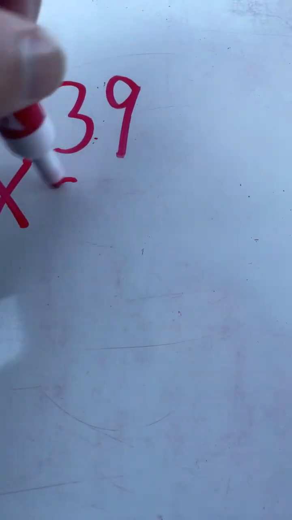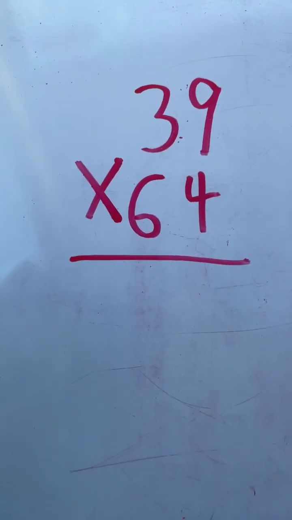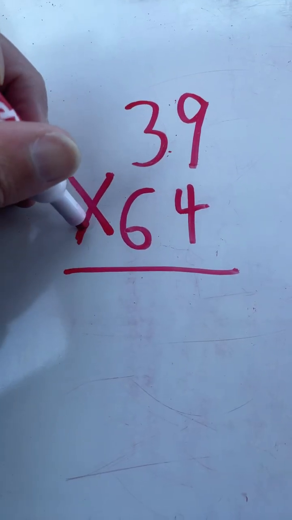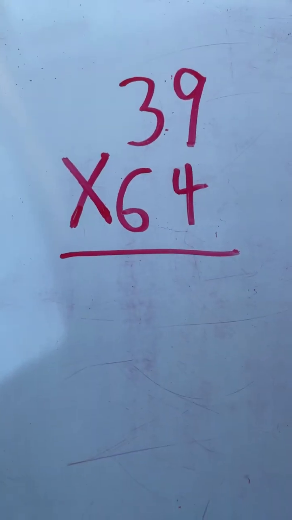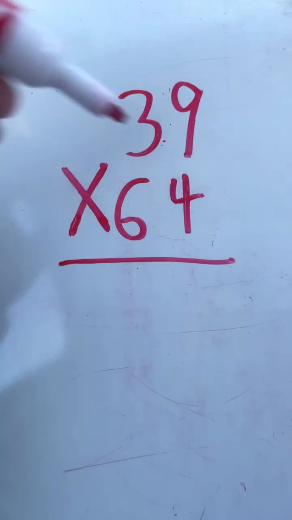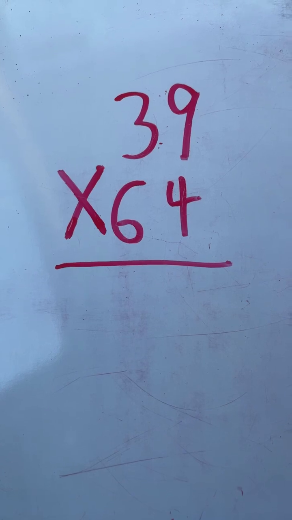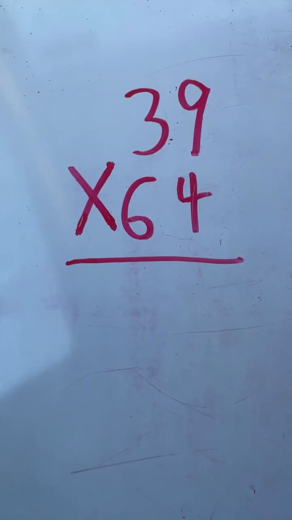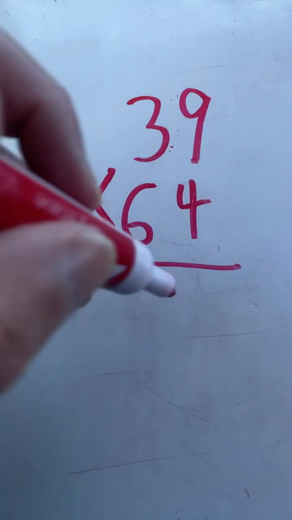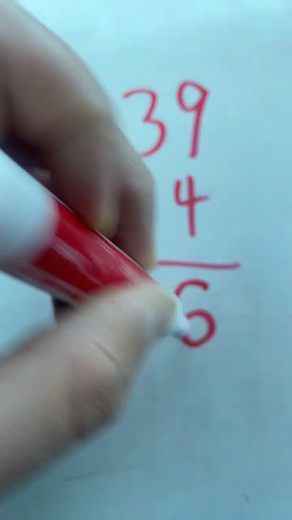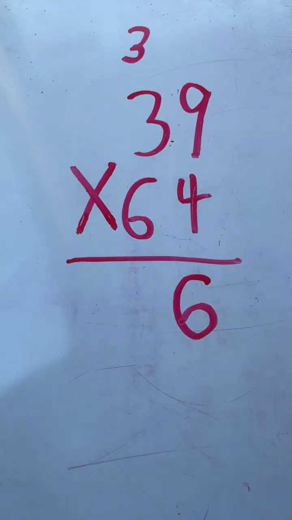39 times 64. So we're going to start out by multiplying the two digits in the ones place. We're going to multiply 9 times 4. 9 times 4 equals 36. Again, our product is more than 10, so we will need to regroup. So the 6 in 36 goes in the ones place. The 3 gets carried over to the tens place.